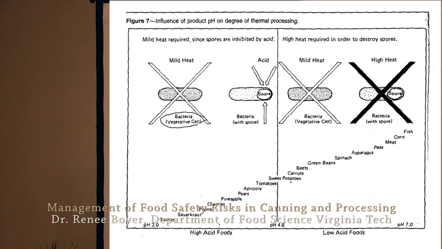And the reason for it is to make sure you get rid of any vegetative cells. As long as your pH is less than 4.6, why can't you just use a steam bath? A pressure steam bath, which is steam at a higher temperature? Yeah, they don't recommend that.